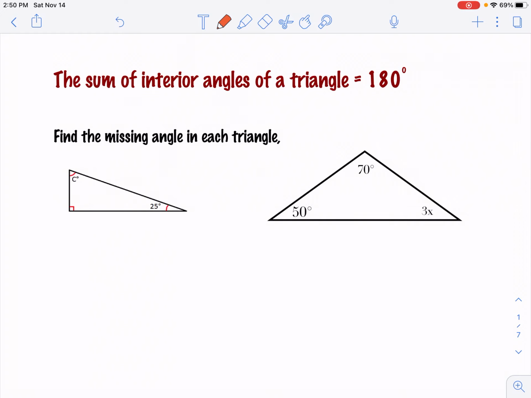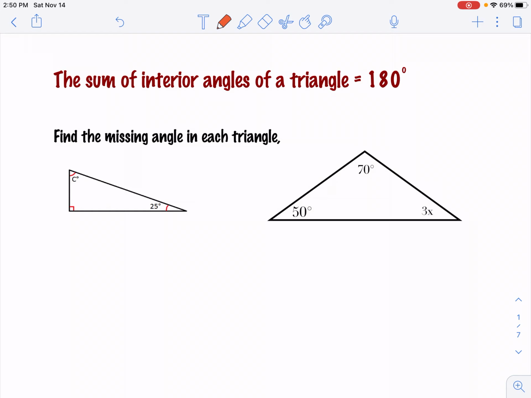In this video, we are going to discuss a few different relationships between angles and triangles, including interior and exterior angles. The sum of interior angles of a triangle is equal to 180 degrees. Interior means the inside of the triangle, and sum means adding all of those angles up. We can easily find missing angles in a triangle using this property.